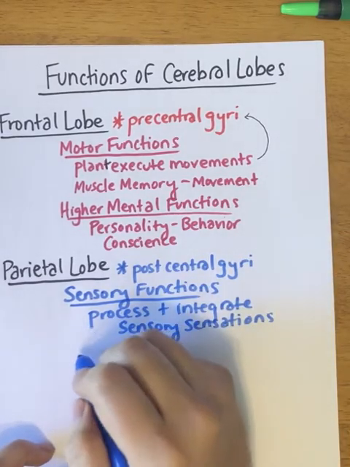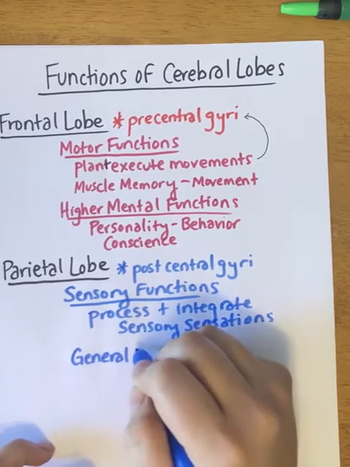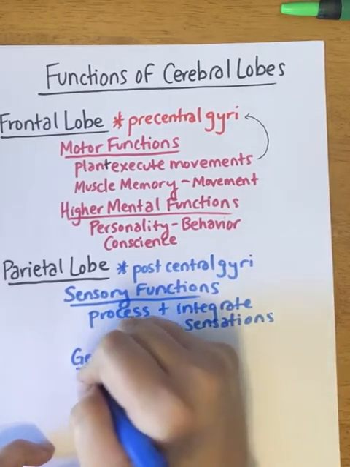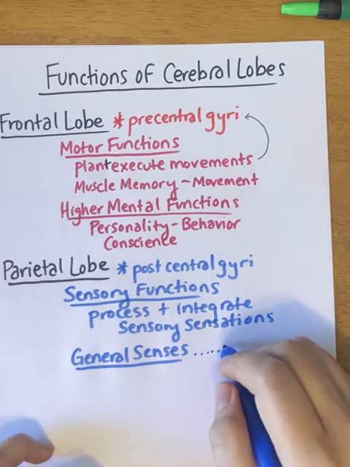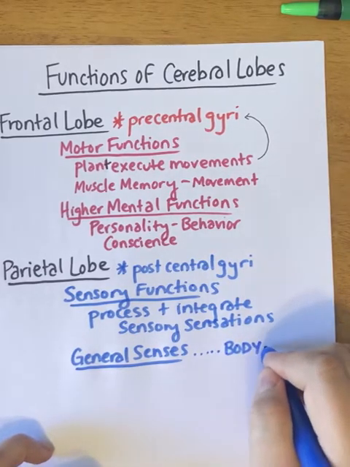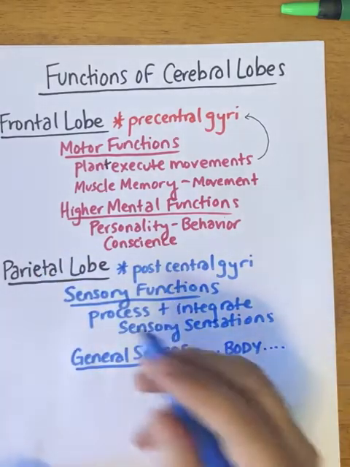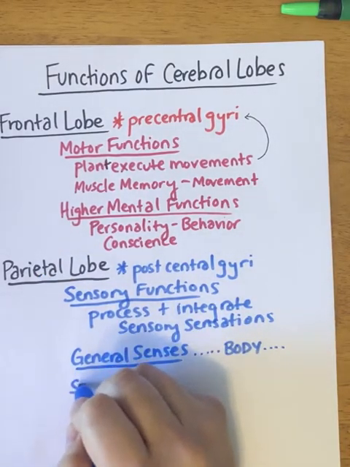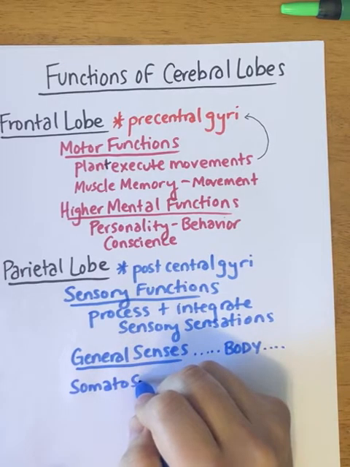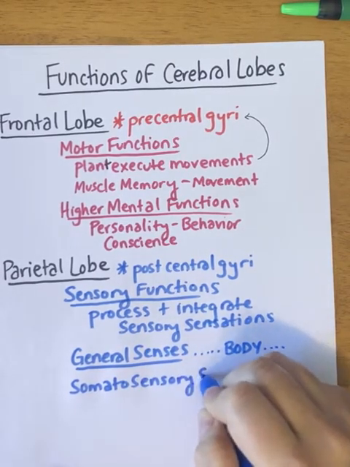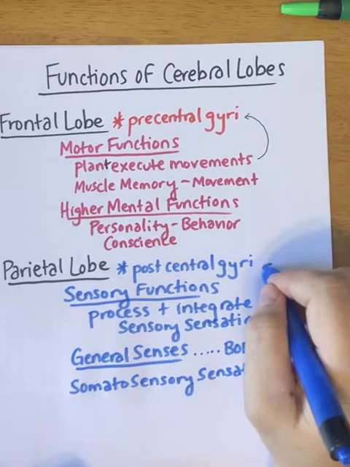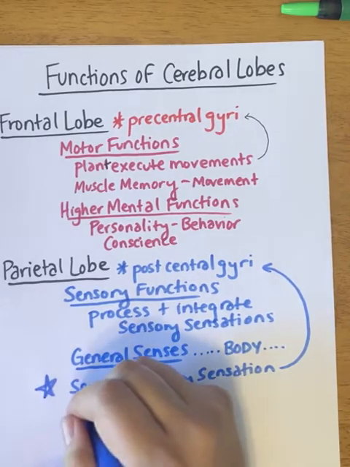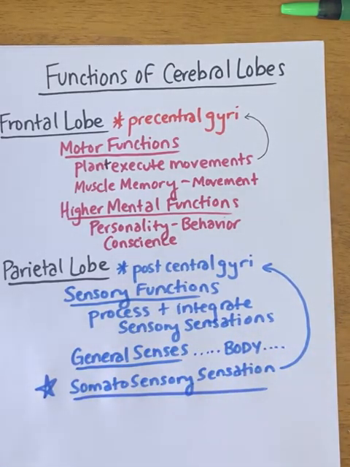This is going to be what we call our general senses. So when you say general senses, you should be able to list them off. Pain, touch, tickle, vibration. Now, general senses are on the body. So when we talk about the parietal lobe, we're going to say that these are somatosensory sensations. Body senses are going to go specifically to the postcentral gyri. Somatosensory sensations are your parietal lobe.